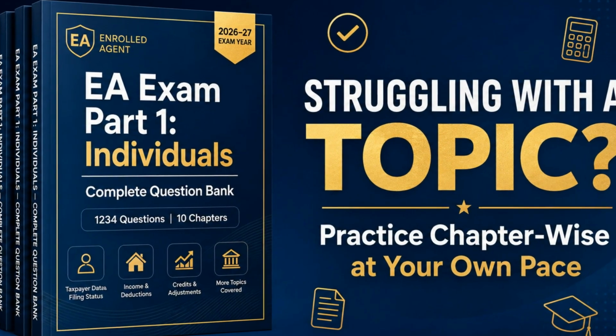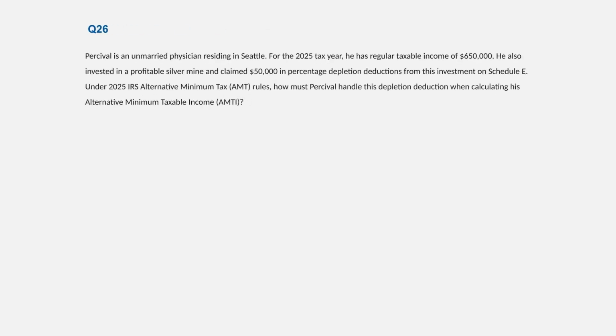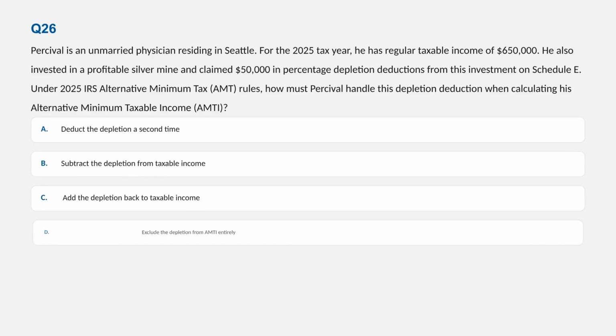Alright, let's keep the momentum going. On to question 26. Percival is an unmarried physician residing in Seattle. For the 2025 tax year, he has regular taxable income of $650,000. He also invested in a profitable silver mine and claimed $50,000 in percentage depletion deductions from this investment on Schedule E. Under 2025 IRS Alternative Minimum Tax (AMT) rules, how must Percival handle this depletion deduction when calculating his alternative minimum taxable income (AMTI)?